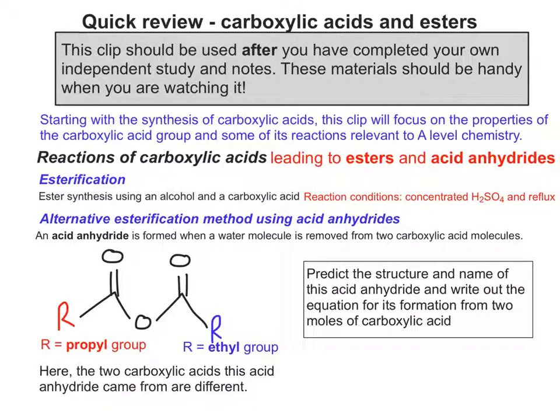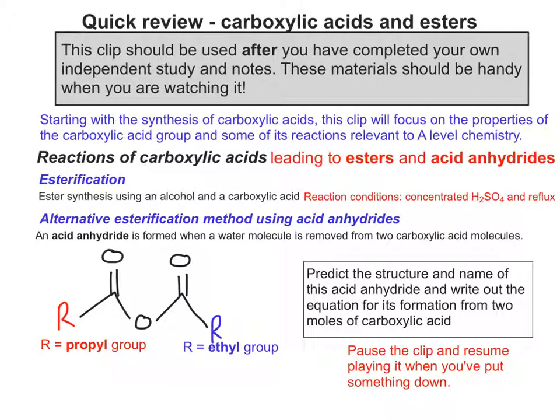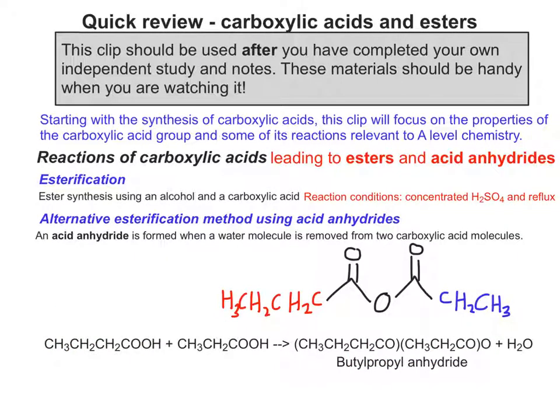So here's a little exercise for you. Using this new acid anhydride, where I've replaced one of the propyl groups with an ethyl group, try and predict the structure and the name of this acid anhydride, and also write out the equation for its formation from 2 moles of carboxylic acid. So pause the clip, have a go, and then resume playing the clip when you put something down so you can check how you've done. Okay, so hopefully you got something like that.